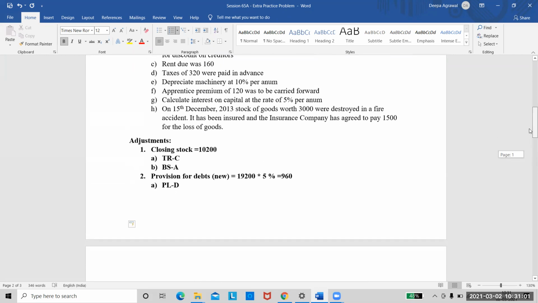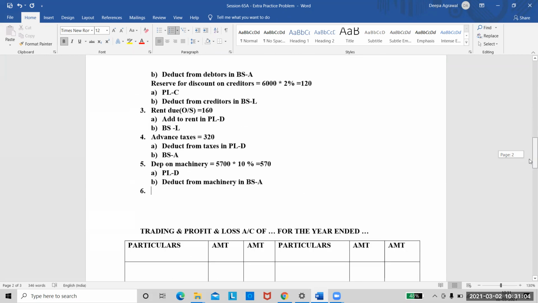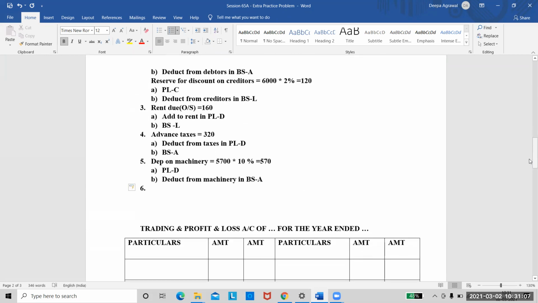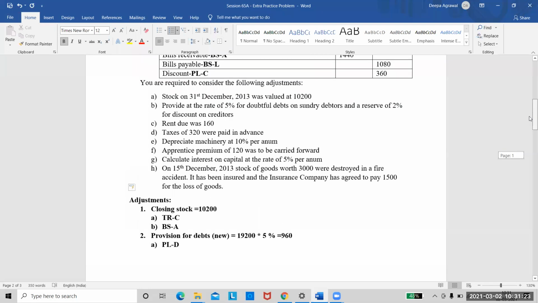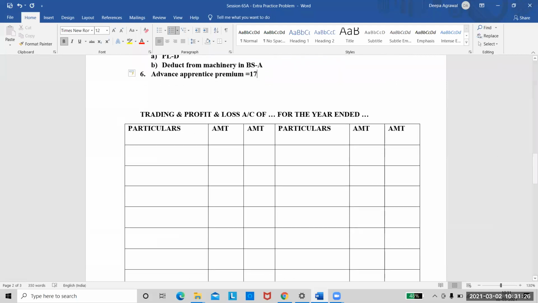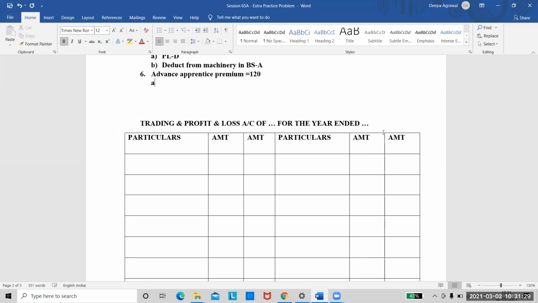Next one is apprentice premium of 120 to be carried forward. What do you mean by carried forward? It means we have received it in advance. Advance apprentice premium. How much is it? Apprentice premium was 120. So what are the two treatments for this? Deduct from apprentice premium in P&L on the credit side.